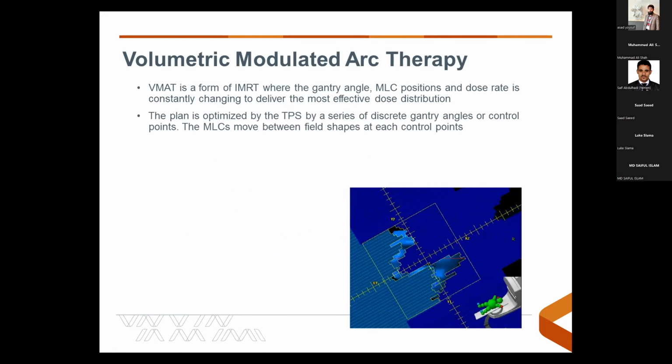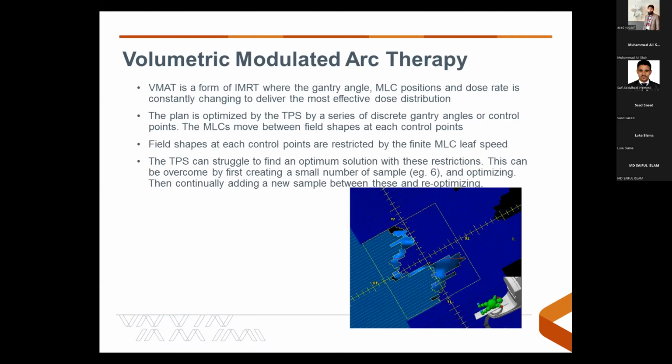So in a VMAT delivery, the plan is optimized by the TPS by a series of discrete gantry angles or control points. And then the MLCs just move between these field shapes at each control point. Now, the field shapes at each control point are restricted by the finite MLC leaf speed. So you can't just have any field size at every control point. There is a restriction to how fast MLCs can move between fields. But the TPS often can struggle to find an optimal solution with these restrictions. So what they normally do is the TPS will optimize with a small number of samples. So for example, 6 samples around the gantry.